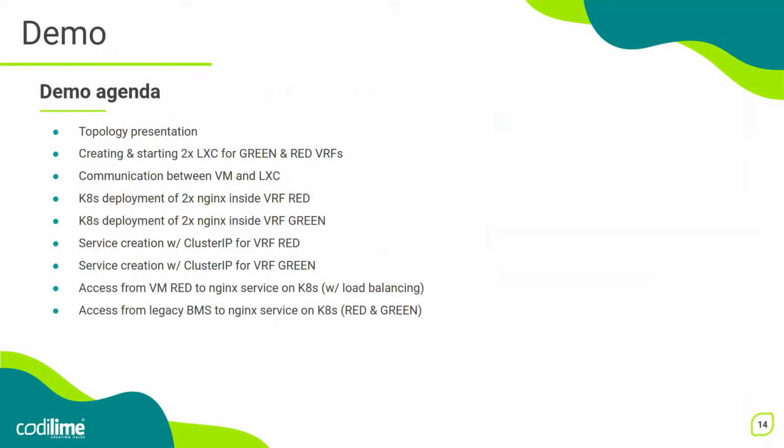The demo agenda is divided into 9 parts. First, we'll show and try to explain the topology. Then we'll start creating resources, like LXC, Kubernetes pod, Kubernetes services, and we'll show that we have connectivity inside each VRF while having no connectivity between VRFs. The virtual machines will be already created because they take a lot of time to be deployed and configured, so that part was skipped, but this can be done easily using Irsch.